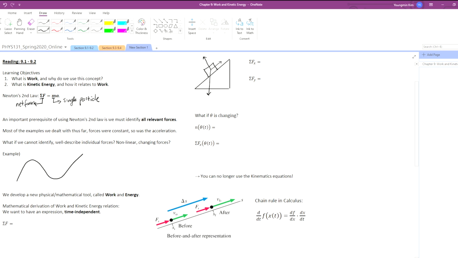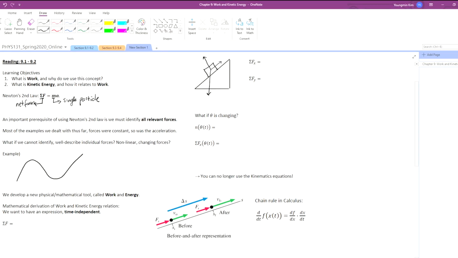The sum of the forces causes this single particle to accelerate with the acceleration a. That's Newton's second law, and we've been using this law on numerous occasions already, right? So we encounter a situation, we draw a free body diagram, we identify all the relevant forces, and we sum them up and set that equal to ma in various situations. And that's a very powerful tool: as long as you know the sum of forces, you can numerically, analytically calculate the acceleration of a single body object given its mass.